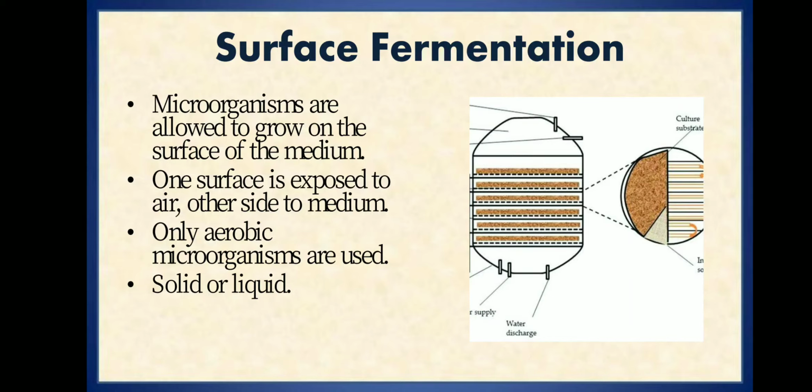Hello everyone, in my previous video we have looked into aerobic and anaerobic fermentation. Also we have seen batch and continuous fermentation. Now in this video we will look into the type of fermentation based on the growth pattern, that is surface fermentation, submerged fermentation and solid substrate fermentation. An industrial product can be produced by both surface and submerged process.